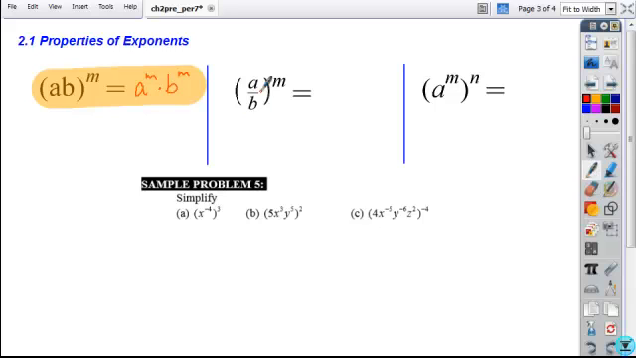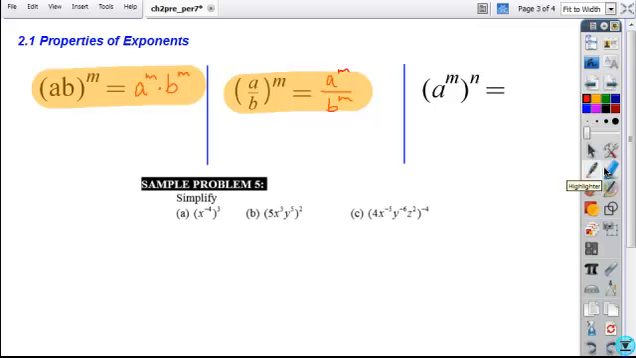Right, if your base is a fraction, it's the same idea. The power of m is going to apply to every factor in the numerator and every factor in the denominator of your base. So the fraction a over b to the power of m is equivalent to saying a to the m divided by b to the m. Right, so those are very similar properties.